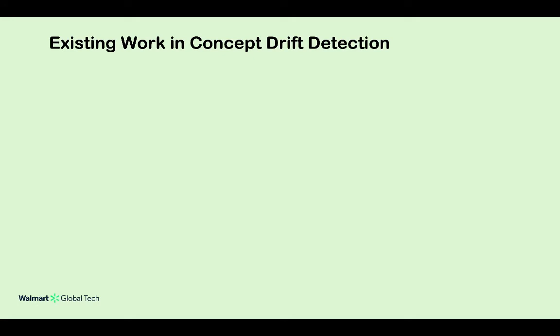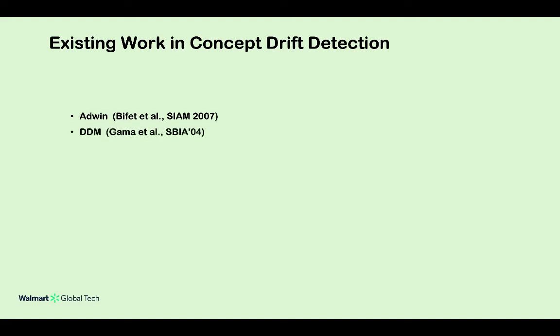Now let's look into some existing works in concept drift detection. First is ADWIN. ADWIN stands for Adaptive Windowing, as proposed by Bifet et al. ADWIN maintains two sub-windows, one for historical data and the other for new data. A significant difference between the means of these sub-windows indicates concept drift.